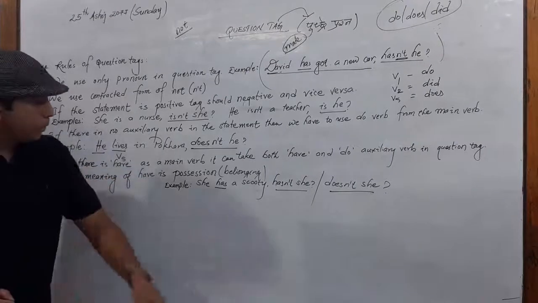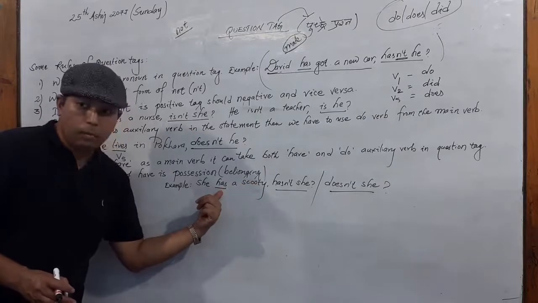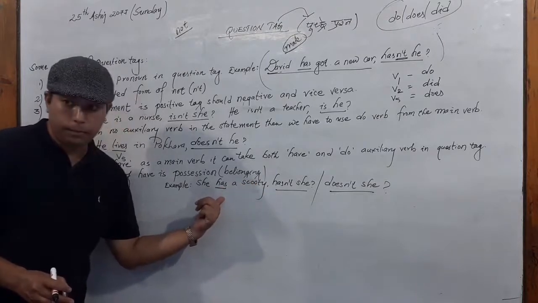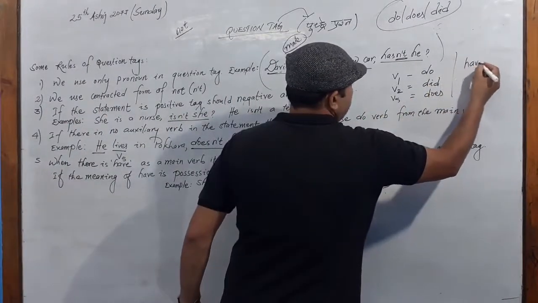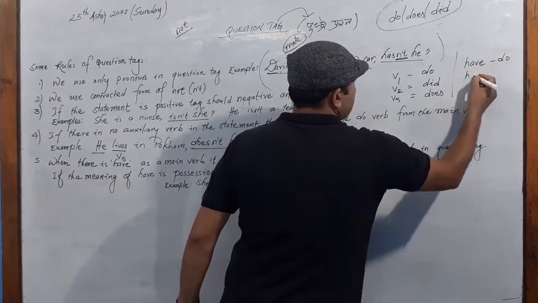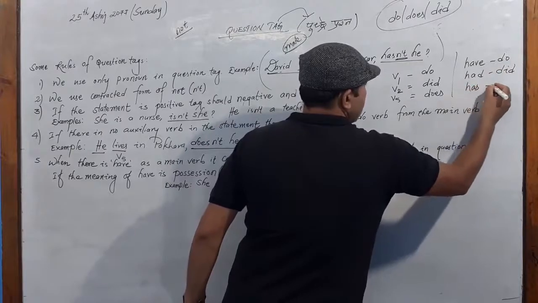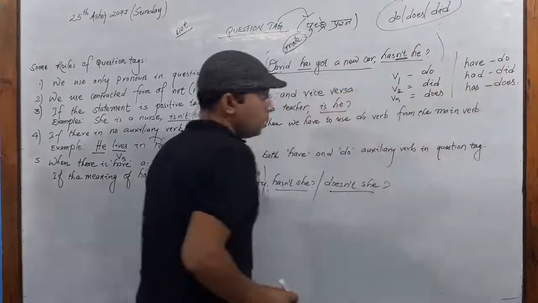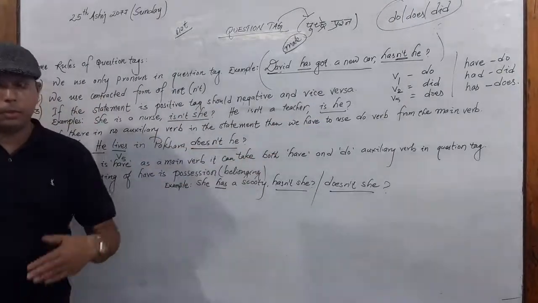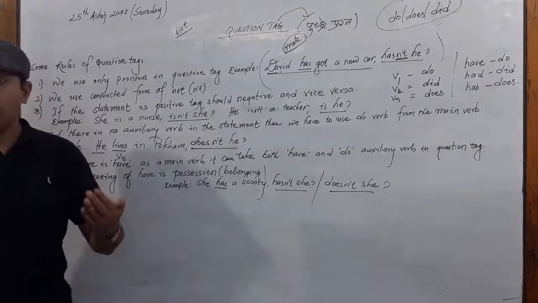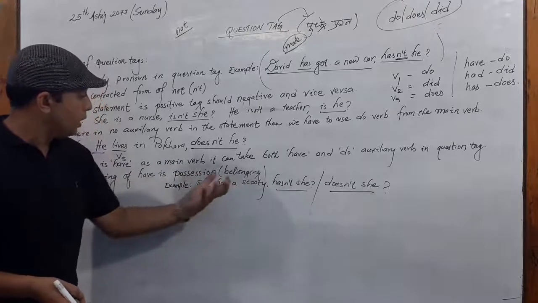Generally, I think you have been studying, learning that if there is have as a main verb, then do is there. If there is had, then did, and if there is has, it means does. Have मा do लुकेको हुन्छ, has मा does, र had मा did लुकेको हुन्छ भन्ने कुरा. Somehow I think you have known, but you might not have known that in the case of possession.